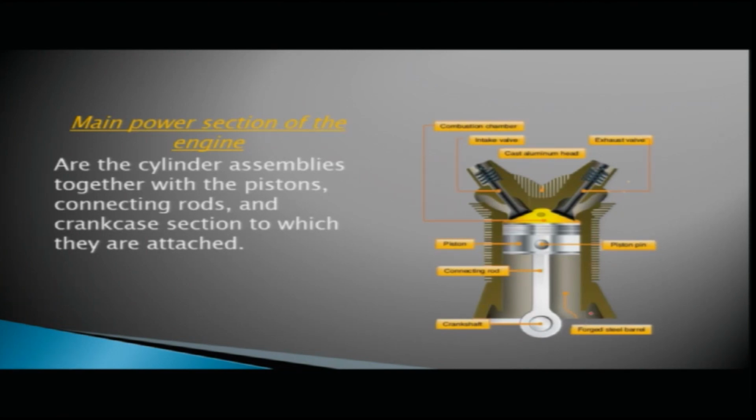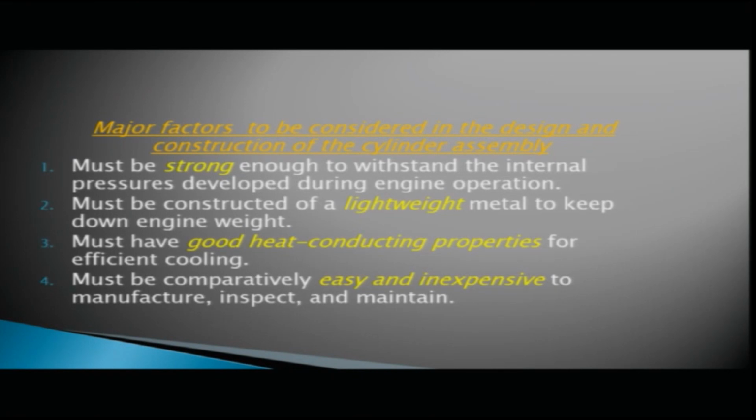So, the main power section of the engine is the cylinder assemblies together with the pistons, connecting rods and crankcase section to which they are attached. The major factors to be considered in the design and construction of the cylinder assembly: they must be strong enough to withstand the internal pressures developed during engine operation. During engine operation you have combustion taking place within the cylinder. Because of combustion, very high heat and pressure are developed inside the engine, so your cylinders must be strong enough to withstand this internal heat and pressure.